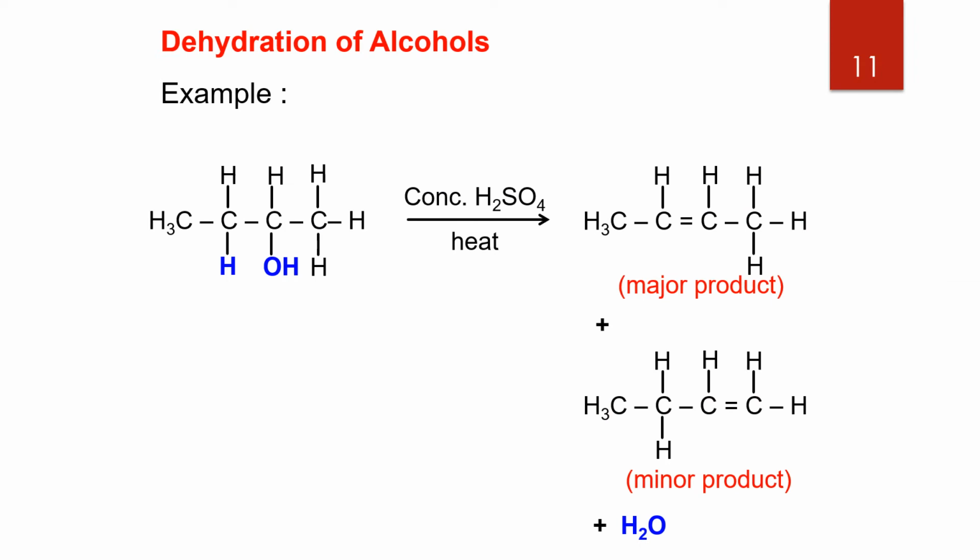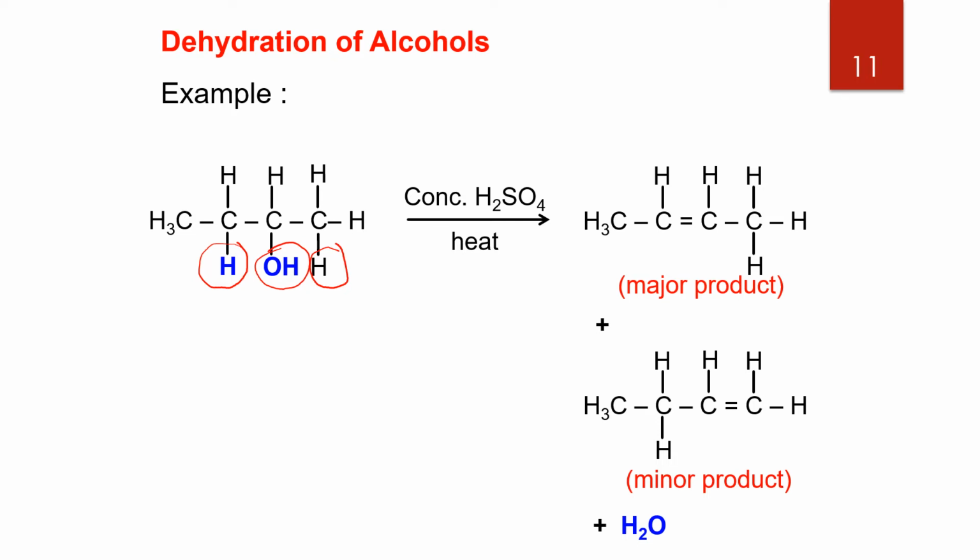Let's take a look at an example of the dehydration of 2-butanol. In this reaction, 2-butanol is heated with concentrated sulfuric acid to give two types of alkenes. In this elimination reaction, the carbon with the OH group will lose the OH, while the neighboring carbon will lose a hydrogen. In this case, we have two possible hydrogen atoms to be removed.